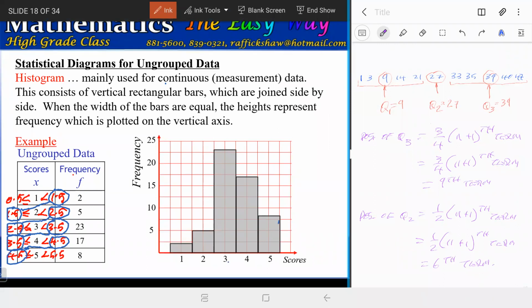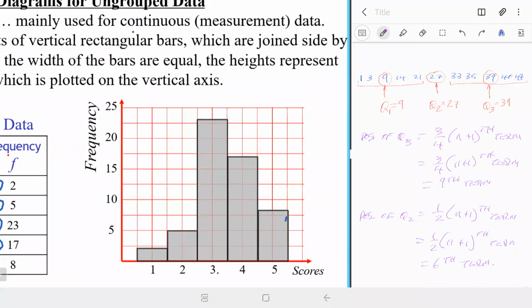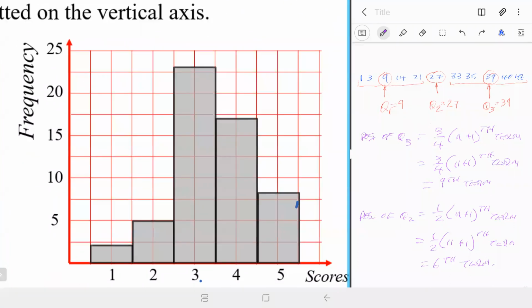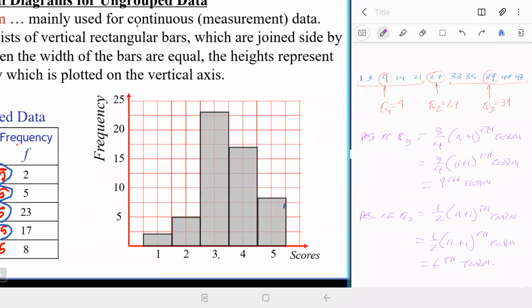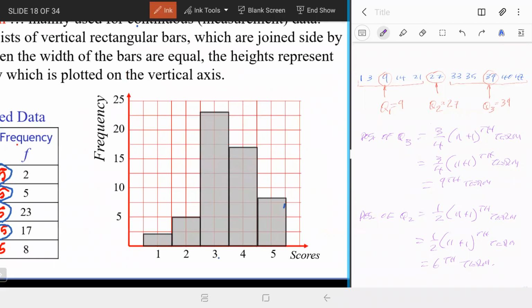So if I were to zoom it up, let's zoom it up and look at it. So this value right here, the bar right here is 0.5. And right here would be 1.5. And right here would be 2.5. Right here 3.5. Right here 4.5.